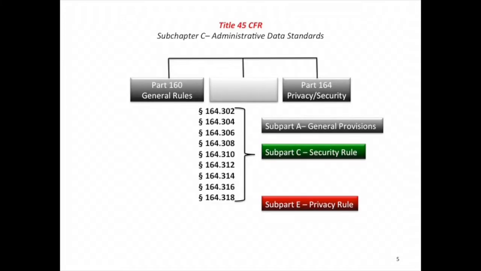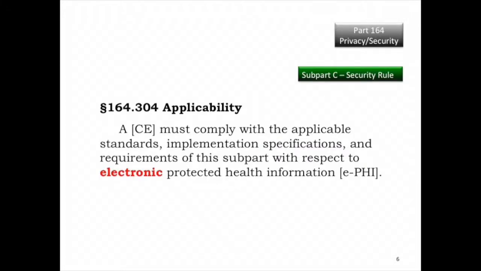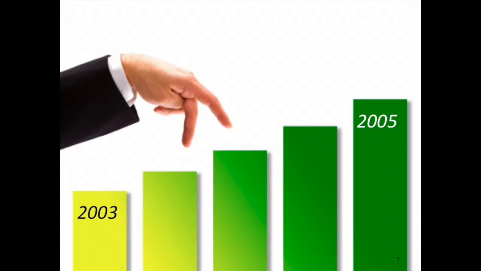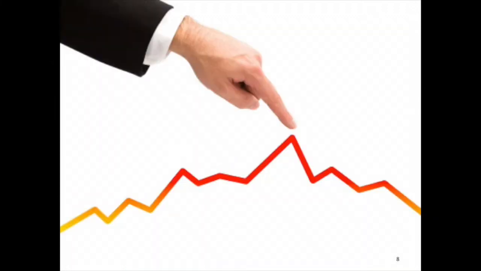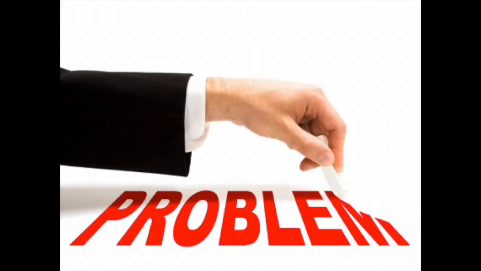In 2005, the security rule added new specifications for electronic PHI. However, the security rule applied only to electronic PHI. When the privacy rule took effect in 2003, covered entities had 2 years to prepare for the security rule. In 2005, most small practitioners used only paper. Practitioners could avoid the security rule by avoiding electronic PHI.